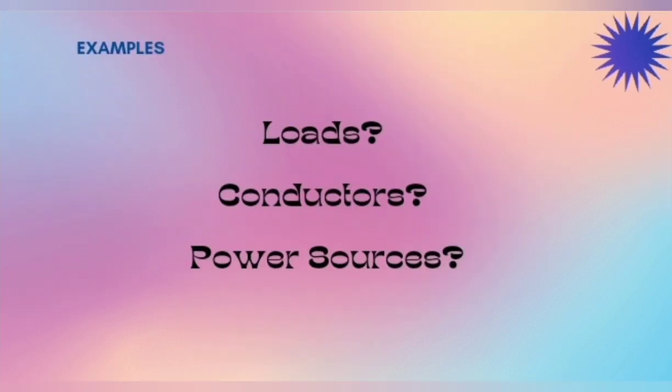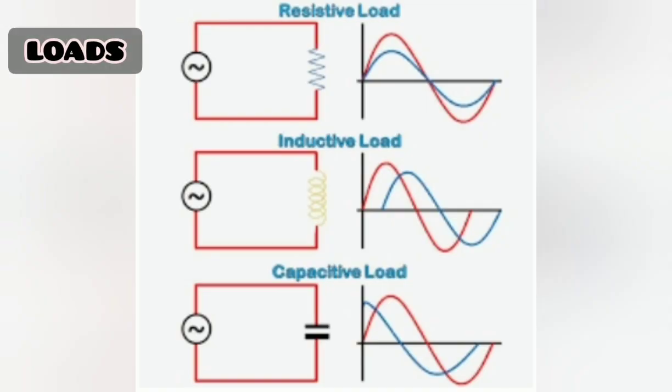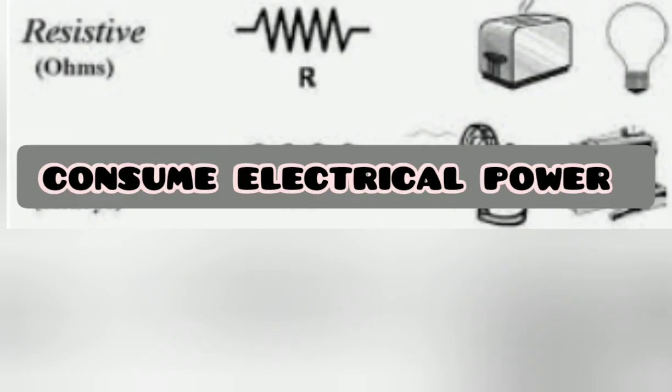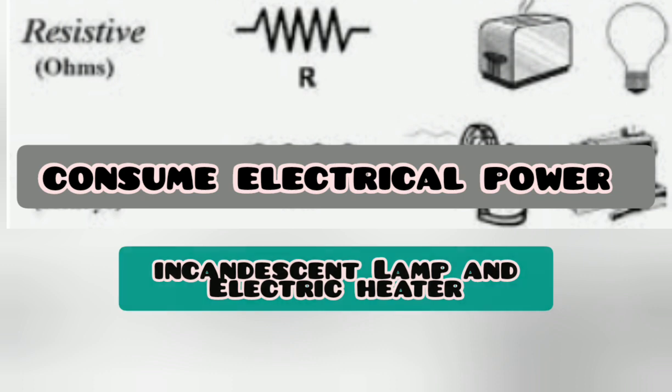Now let us know the examples of loads, conductors, and power sources. Loads. There are three types of loads: resistive, capacitive, and inductive electrical loads. Electrical loads include a light bulb, a resistor, and a motor. A load is any device in the circuit that produces light, heat, sound, or electrical movement when current is flowing. Resistive loads consume electrical power. Examples are incandescent lamps and electric heaters.